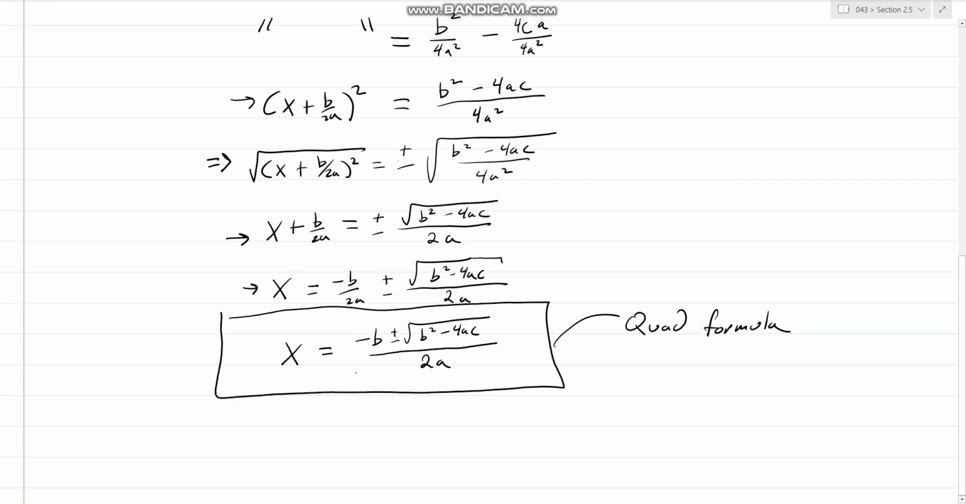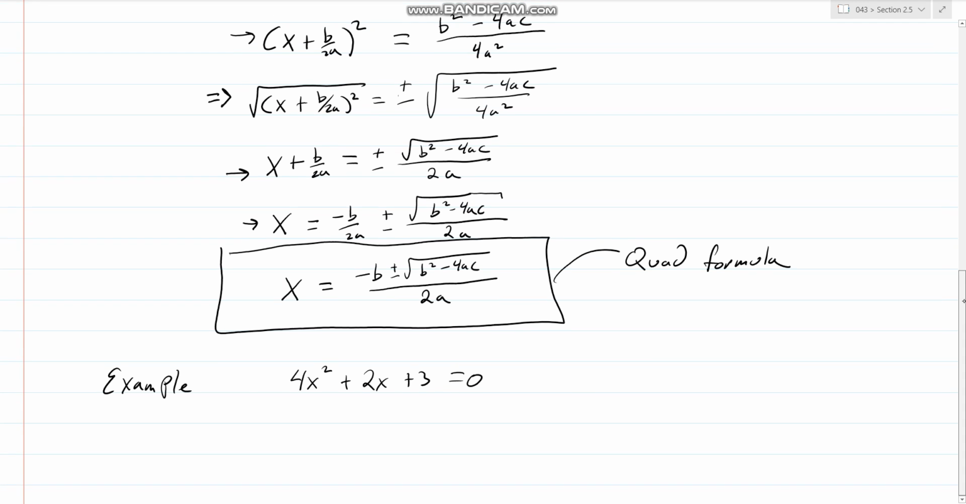You can plug any quadratic equation into this formula and it will just solve for x. Let's look at an example and see how that might work. Let's do 4x squared plus 2x plus 3 equals 0. It's kind of dangerous, I'm making one up off the top of my head, but I just want to show you how we can plug it in.